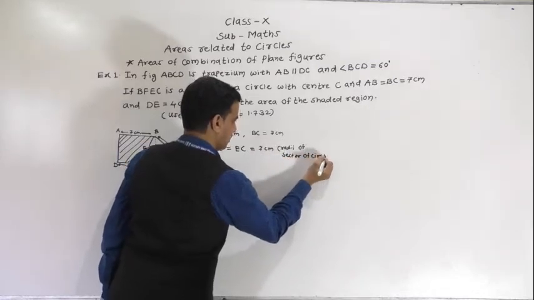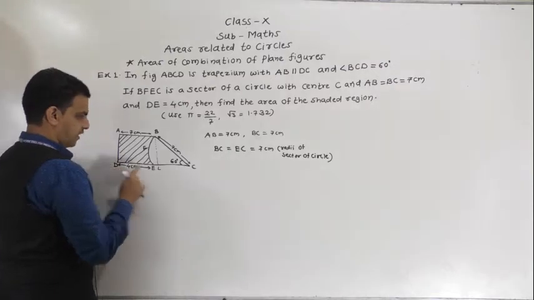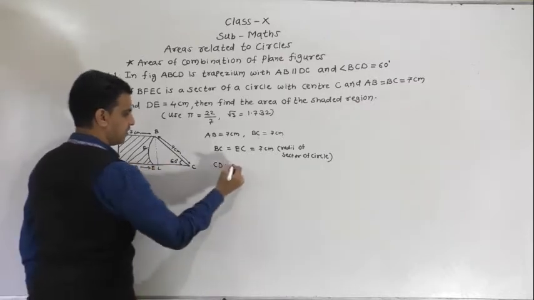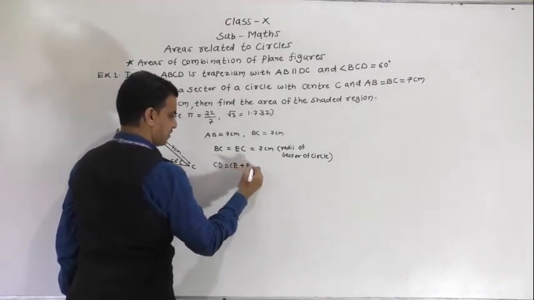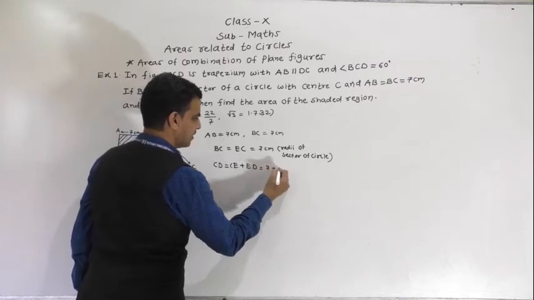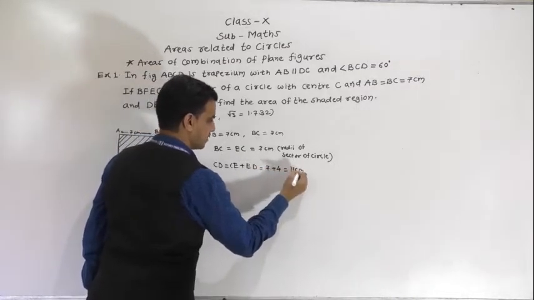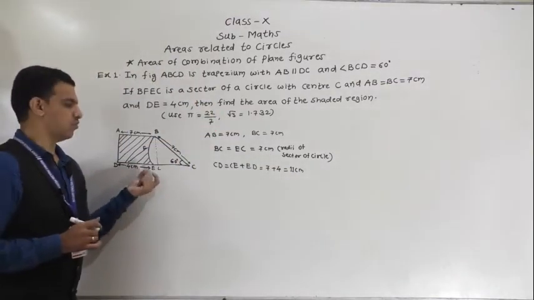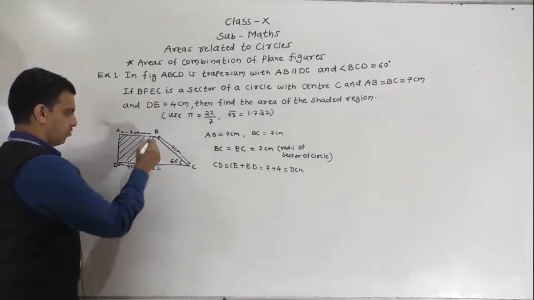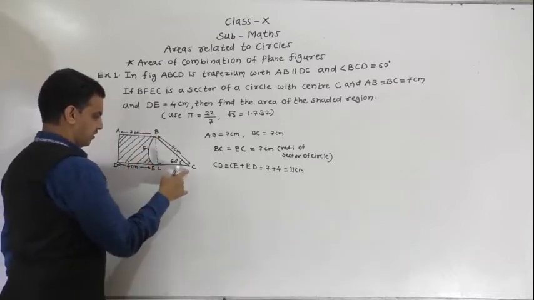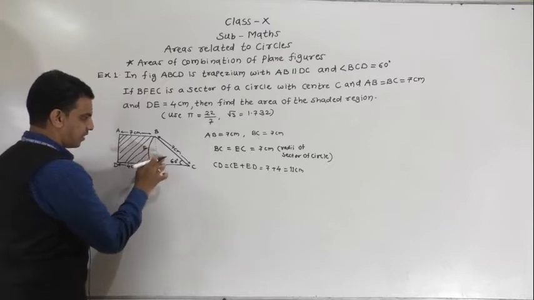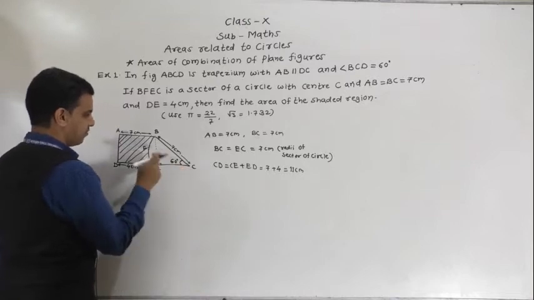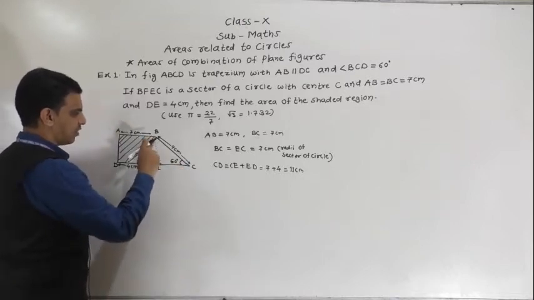Then how will we get CD? CD is equal to CE plus ED. CE is 7 cm, ED is given 4, so it is 11 cm. Now we don't know the height of the trapezium, so we have to draw BL perpendicular to CD. How will we get BL? If we use trigonometric ratios in triangle BLC, we can find the altitude or height BL.